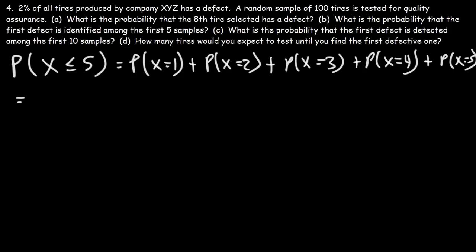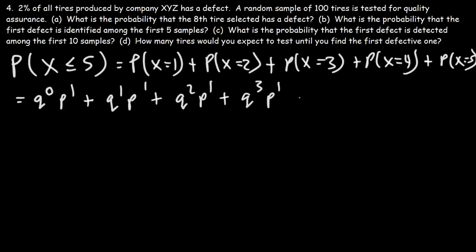The probability when X is equal to 1 is going to be Q raised to the X minus 1, which is 1 minus 1, so that's 0, times P to the first power. For the second one, it's going to be Q raised to the X minus 1, or 2 minus 1, which is 1, times P to the first power. And then if we repeat the pattern, this is what it's going to be. So for the last one, it's going to be Q to the 4th power, P to the first. Notice that the exponents always add up to X. When X is 3, you have 2 plus 1. When X is 5, 4 plus 1.